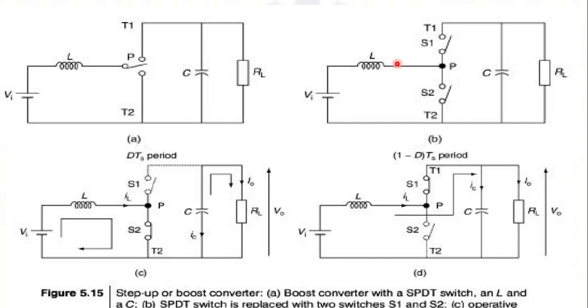Please note that the inductor is connected between the pole and the input source. So the inductor is between the input and the pole, that is, connected at the input side. But for the buck converter, the inductor was connected after the switch and the capacitor, so it was in the output circuit. For the boost converter, the inductor is connected on the input side.